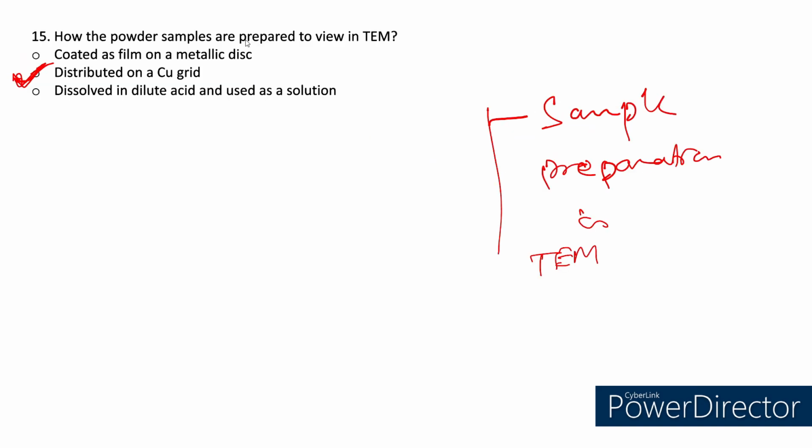So the next question, how is the powder sample prepared in TEM? Here it is prepared by distributing it on a copper grid.